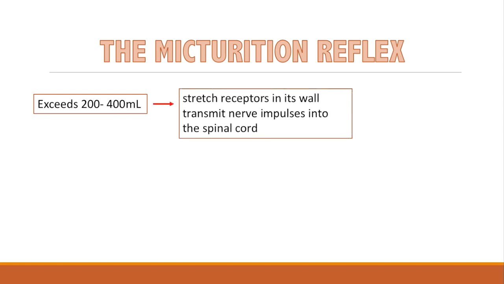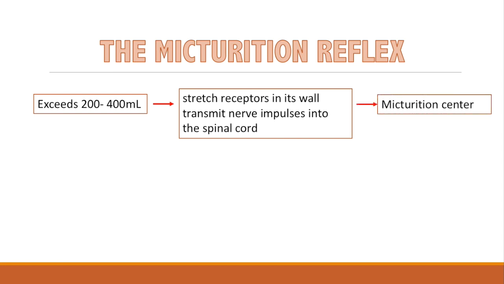The discharge of urine from the urinary bladder is called micturition, also known as urination or voiding. Micturition occurs by a combination of involuntary and voluntary muscle contractions. When the volume of urine in the urinary bladder exceeds 200 to 400 ml, pressure within the bladder increases considerably, and stretch receptors in its walls transmit nerve impulses into the spinal cord.